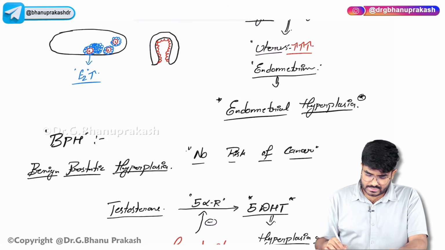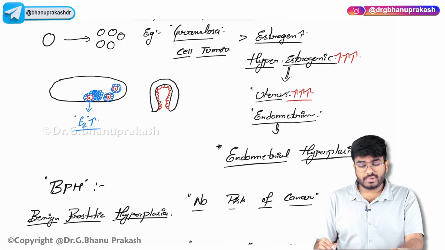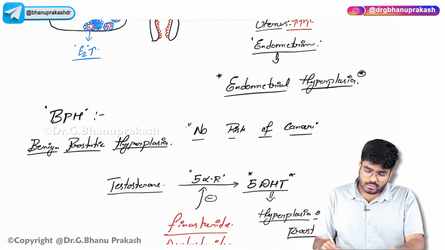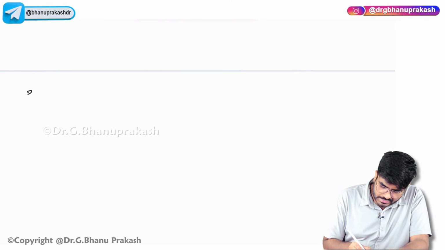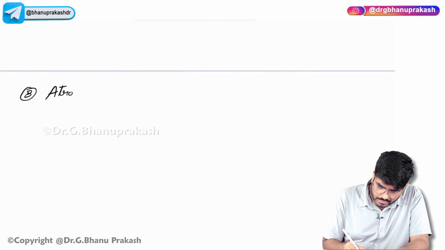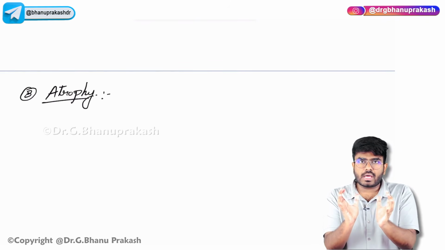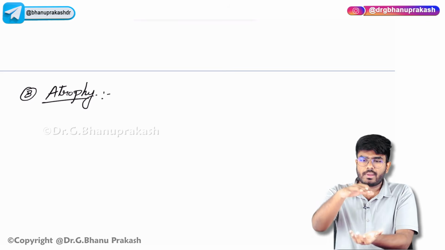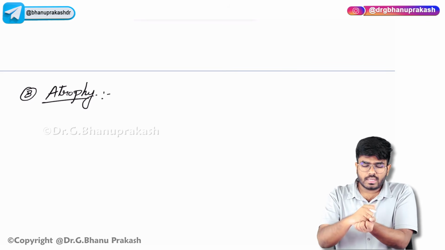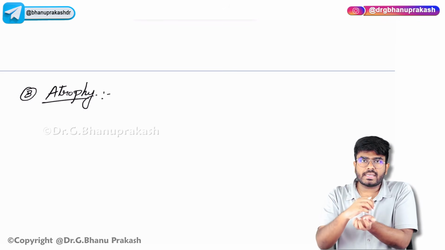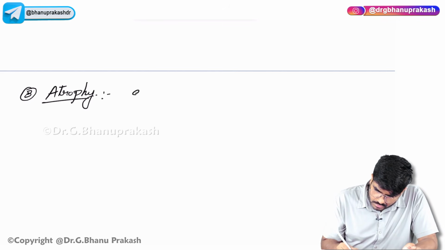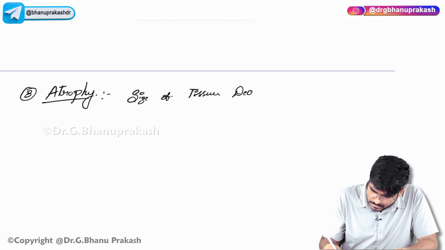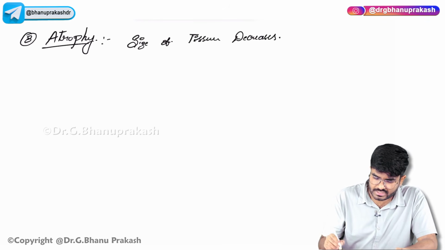Now, after this, 2 adaptations are completed: hypertrophy and hyperplasia. Now, the third adaptation is atrophy. So, what exactly is atrophy? If the size of the organ is getting decreased, from a bigger size to smaller, and the volume is getting decreased, that is called atrophy. The size of the tissue decreases.